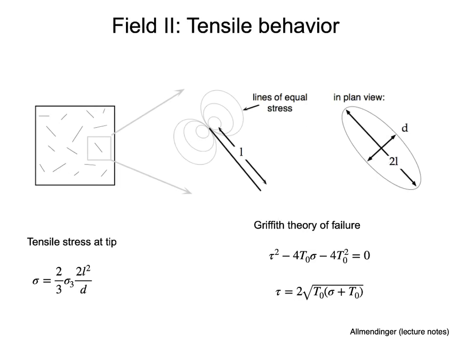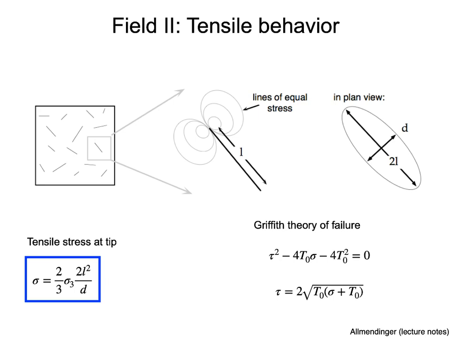In field 2, the shape of the failure envelope is determined by cracks in the material. These cracks are extremely effective at concentrating and magnifying stress. The cracks can be visualized as elliptical in plan view. The tensile stress at the tip of a crack is given by this equation, where 2L is the long axis of the crack, and D is the short axis of the crack.